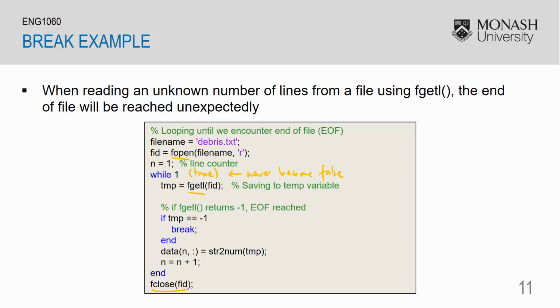It will continue to run the fgetl command to extract lines of data from the file. It will then store the data as a number into a variable or matrix called data and update n accordingly. Recall that fgetl returns the number -1 when the end of the file is reached. Therefore, we can include an if condition. If temp, which is our variable for fgetl, returns a -1, then we can break out of the while loop. This will then jump to fclose, where it will close the file.